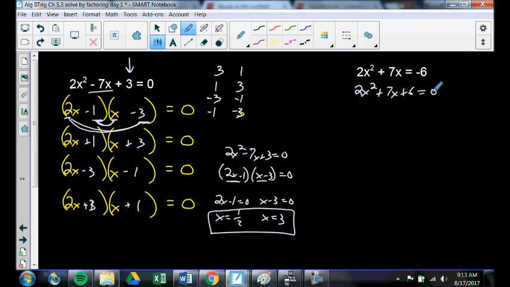Okay, factoring only works if equal to 0. So if you don't have an equation that's equal to 0, make it equal 0. You have that kind of power. Add a 6 to both sides. So 2x squared plus 7x plus 6 equals 0. I'm going to make some bubbles here. 2x goes here, x goes here, equal to 0. To get to 6, I can do 6 and 1, 3 and 2, or -6, -1, -3, -2.